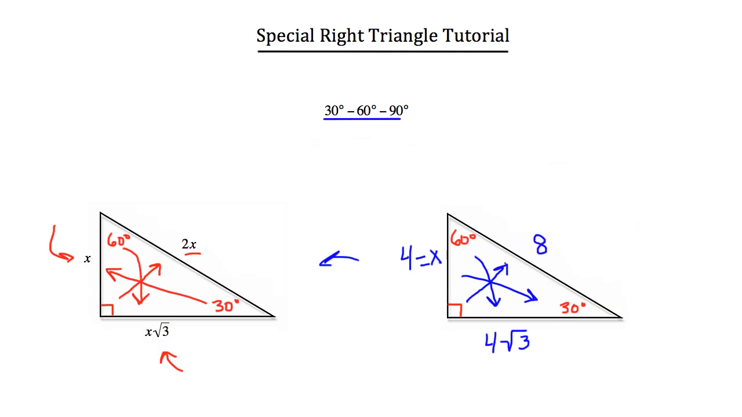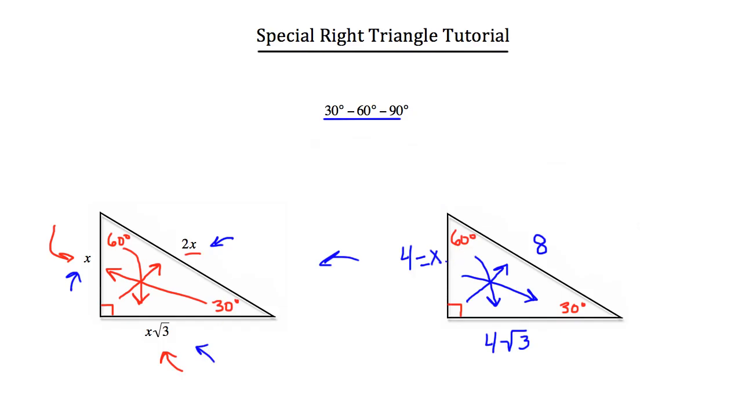I encourage you to check these numbers against the Pythagorean theorem, a squared plus b squared is equal to c squared. If you plug in 4 for your a, 4 root 3 for your b, and 8 for your c value, you'll find that the a squared plus b squared is exactly equal to c squared, as it should be for any right triangle. Special right triangle 30, 60, 90 just happens to work in this fantastic little ratio like we've seen over here, with x, 2x, and x root 3.